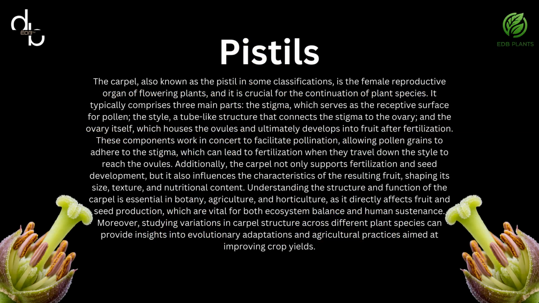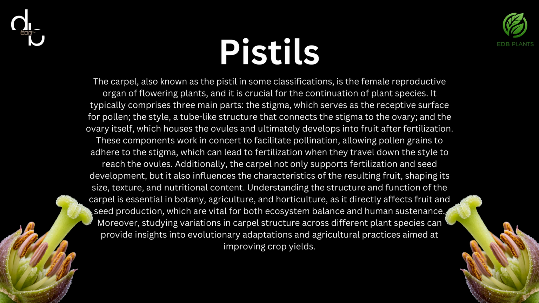The carpel, also known as the pistil in some classifications, is the female reproductive organ of flowering plants, and it is crucial for the continuation of plant species. It typically comprises three main parts: the stigma, which serves as the receptive surface for pollen, the style, a tube-like structure that connects the stigma to the ovary, and the ovary itself, which houses the ovules and ultimately develops into fruit after fertilization. These components work in concert to facilitate pollination, allowing pollen grains to adhere to the stigma, which can lead to fertilization when they travel down the style to reach the ovules.